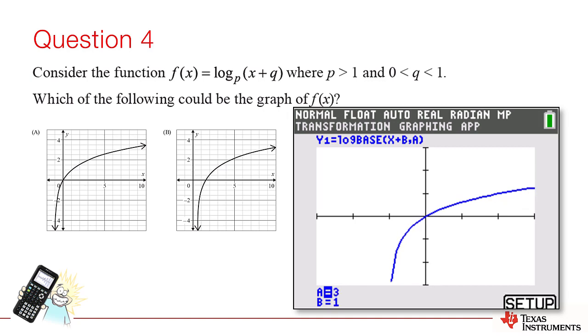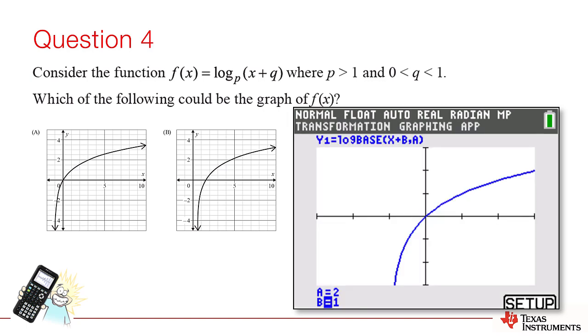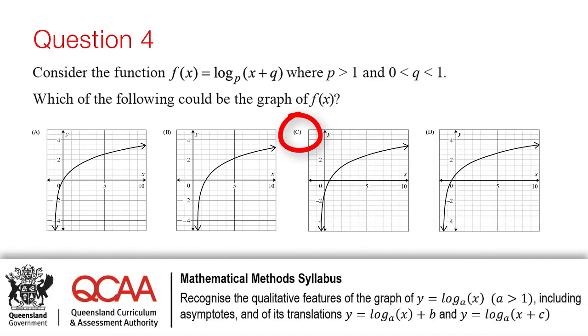In the case of P, we see no change in the x-axis intercept. That's because P is a dilation. Q is a translation. As Q only varies between 0 and 1, the graph must cross the x-axis between 0 and 1, but not at 0 or 1. This leaves option C as the only viable result.